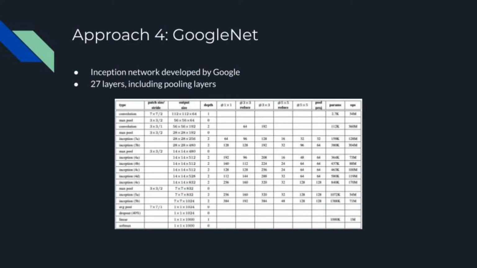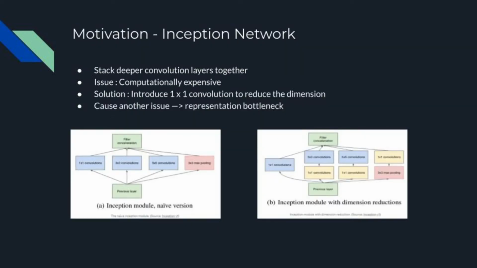Now we are moving on to a more well-known model for image preprocessing, namely GoogleNet. GoogleNet is the first Inception network model developed by Google. It contains a total of 27 layers as shown in the figure. The intention of GoogleNet is to expand the depth and width of the network by stacking deeper convolution layers together. The figure on the left shows the naive Inception module that performs convolution on input with different sizes of filters and a max pooling layer, which are then concatenated and sent to the next Inception module.